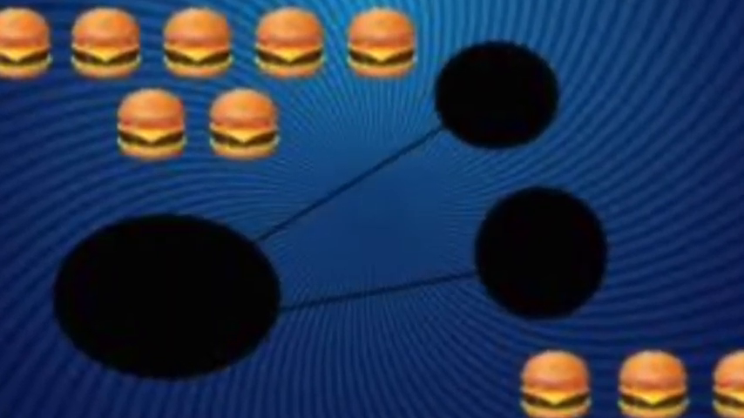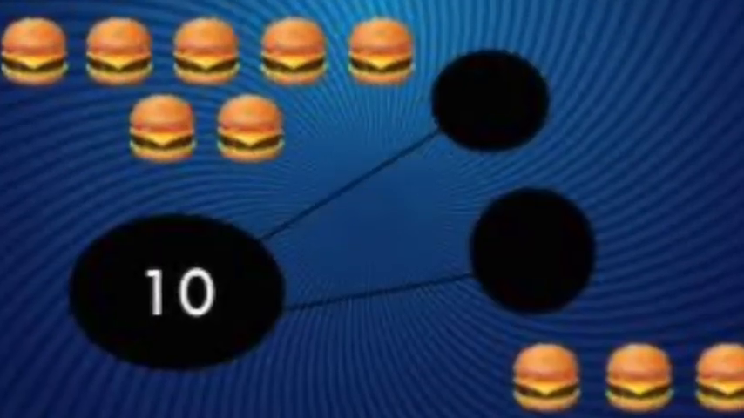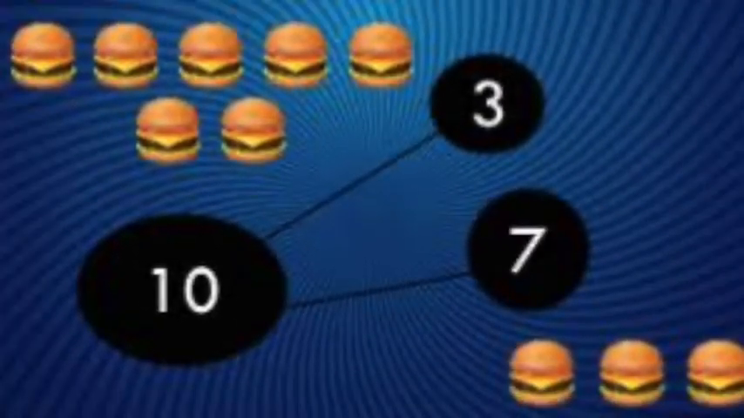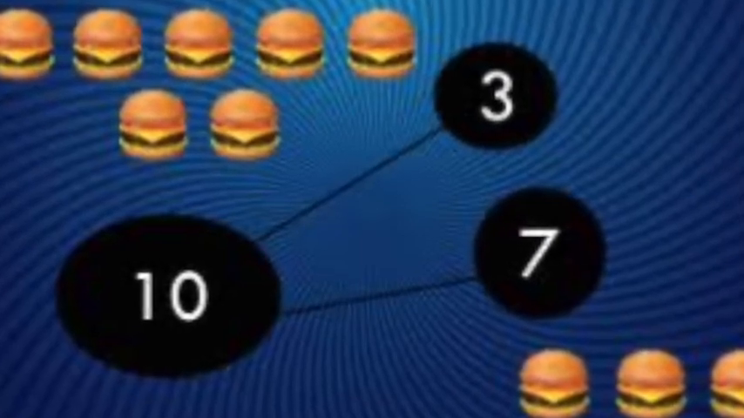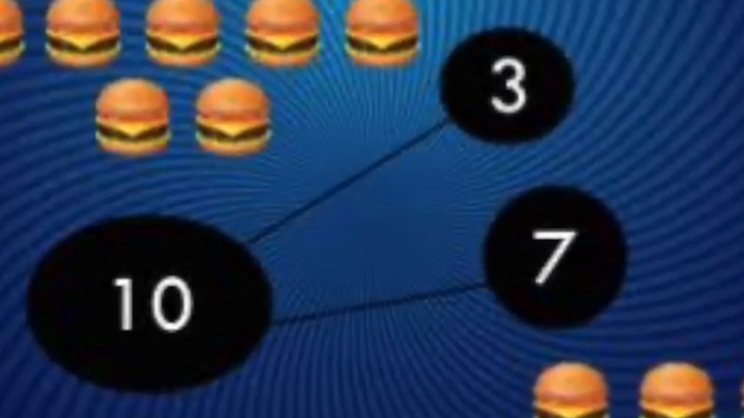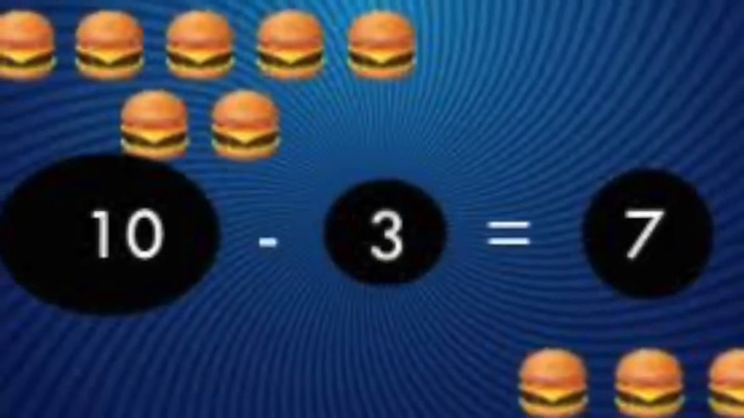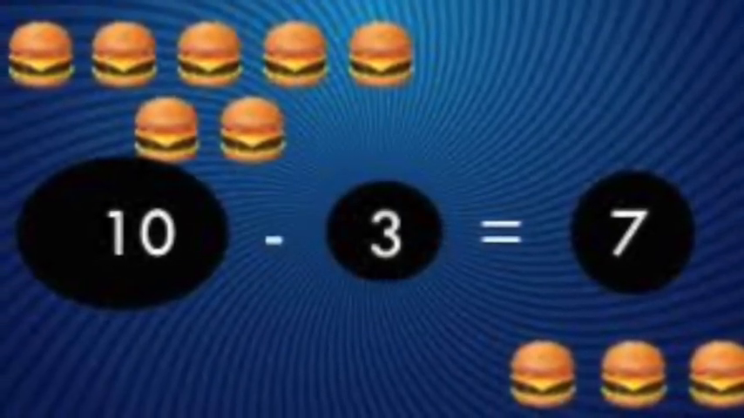So now let's have a hamburger party. We have 1, 2, 3, 4, 5, 6, 7, 8, 9, 10 hamburgers. And I'm going to give 3 to my brother. So let's turn this into a number bond. Which one is our whole? That's right, it's 10. And what are our 2 parts? We gave away 3. So now we have 1, 2, 3, 4, 5, 6, 7 left over. 10 is our whole, 3 and 7 are parts. Now let's turn this into a math sentence. 10 minus 3 equals 7.